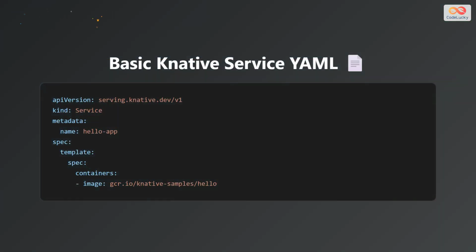Creating a Knative service is straightforward. Here's a basic YAML definition. You start with the API version serving.knative.dev/v1 and the kind is Service. In the metadata section, you specify the name of your service. In this example, it's hello-app. The spec section contains a template, and within that template spec, you define the containers. Here we specify the container image location, in this case, gcr.io/knative-samples/hello. This minimal configuration is enough to deploy a fully functional serverless application with automatic scaling capabilities.